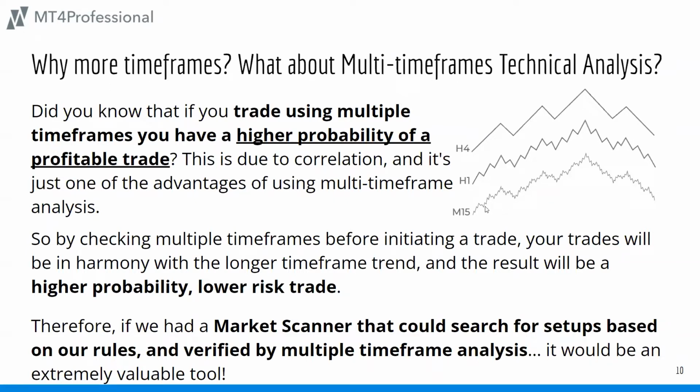So you can see if we're trading the faster time frames in the direction of the longer term trend, we will have a higher probability of a profitable trade, and we're going to be lowering our risk because we're going to be trading and holding in the direction of the longer term trend. But if we're trading counter trend, then we're going to be taking our profits really quick because we know it could be short-lived. So if we had a market scanner that could search for these types of setups for us based on our own rules and verified by multiple time frame technical analysis, it would be an extremely valuable tool.